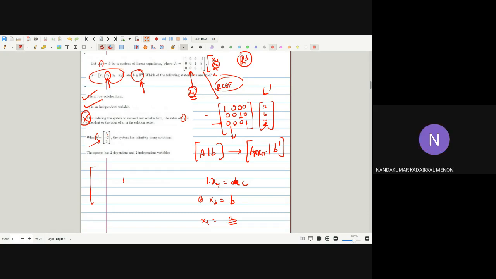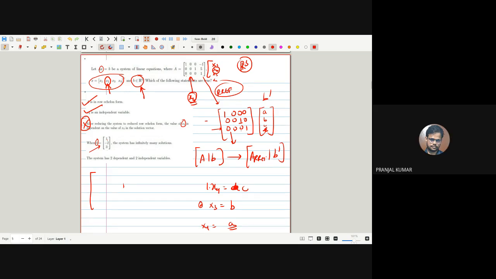Rank of A is 3. It should be less than the number of columns. So it is 3 instead of 4. The number of columns is 4 and the rank is 3. Clear? So in this reduced form itself, it is clear that it has infinitely many solutions.